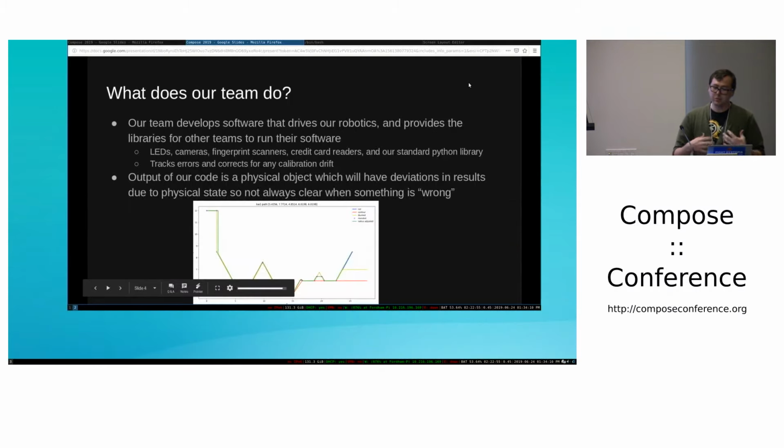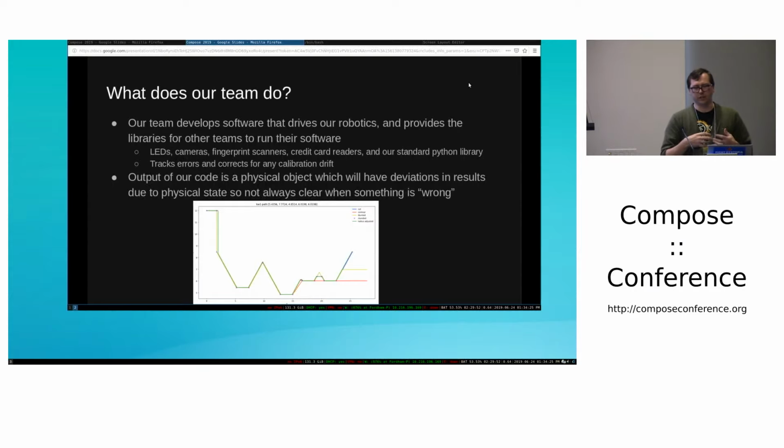Our team specifically develops the software that drives these robotics, and we write all the systems level code that other teams will use to drive their stuff. This could be LEDs, cameras, fingerprint scanners, a whole litany of USB devices. We're also responsible for correcting for calibration drift and writing all the manufacturing software for the kiosks. What's really cool about our job is that the output of our code is a physical object. We run a script and it actually produces a physical key.